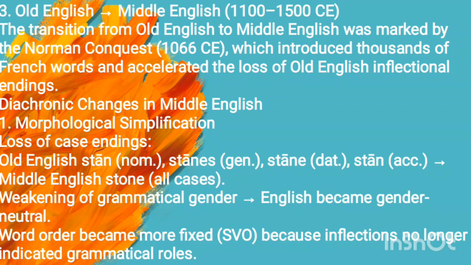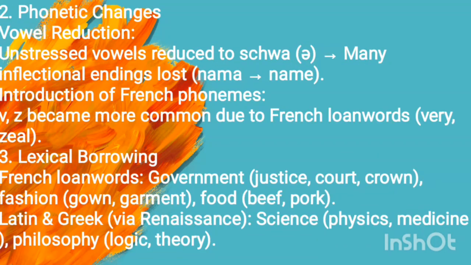Next one is the loss of grammatical gender. That is, English becomes gender neutral. Word order becomes fixed, SVO, because inflections no longer identify grammatical roles. Phonetic changes, that is vowel reduction. That is unstressed vowels reduced to schwa. For example, nama, that means name. Then introduction of French sounds: v and z become common due to French loanwords such as vary and zeal.